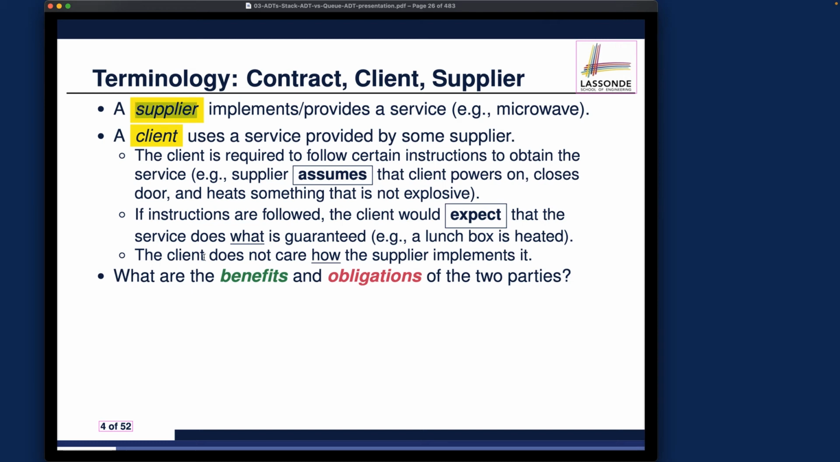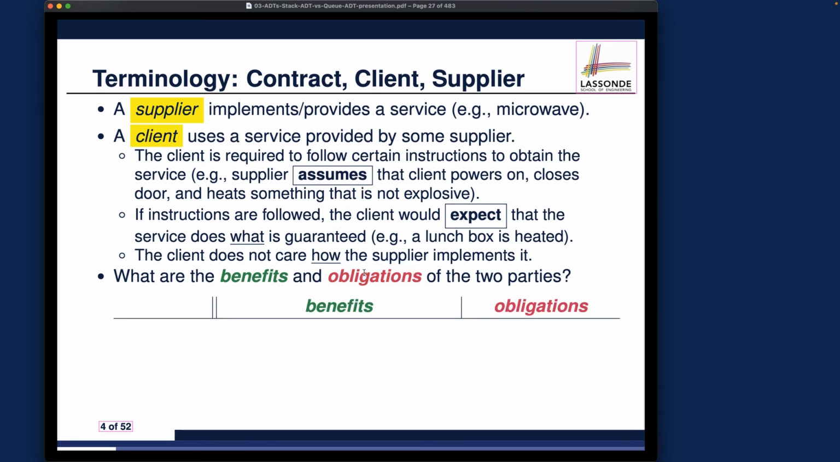And so, can you actually summarize what's really the benefits and also obligation for the two parties, for the client and the supplier? It's kind of symmetric, right? You can think about whatever is the benefit for the clients will be the obligation for the supplier. And whatever is the benefit for the supplier will be at the same time the obligation for the clients, right? It's kind of symmetric. How can you actually summarize this contractual relation between the two parties? Let's take a look at the table, okay?